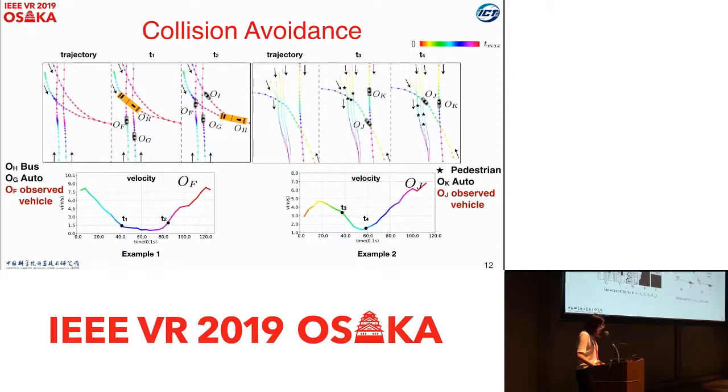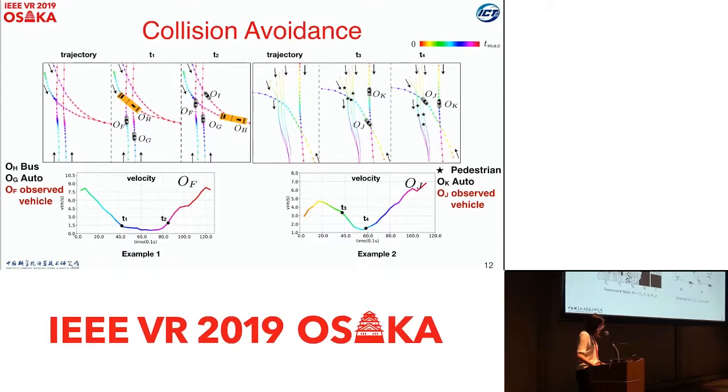Here we show two examples. We plot the trajectories and the velocities of the observed vehicle, and the different color means the different time step. In the figure on the left, there is a bus and a vehicle coming from the opposite direction. The observed vehicle will decelerate to avoid collisions with them for safe driving.